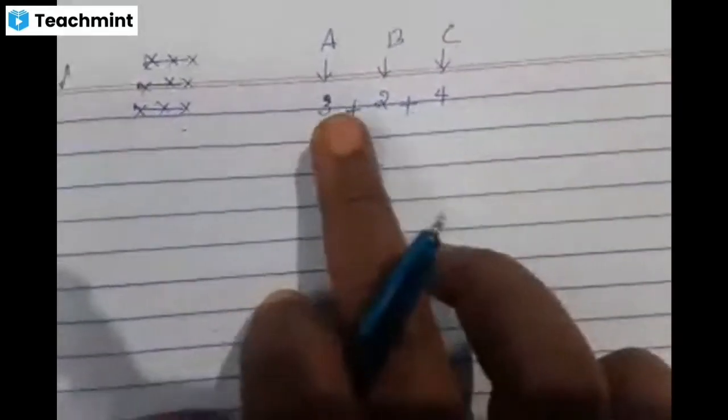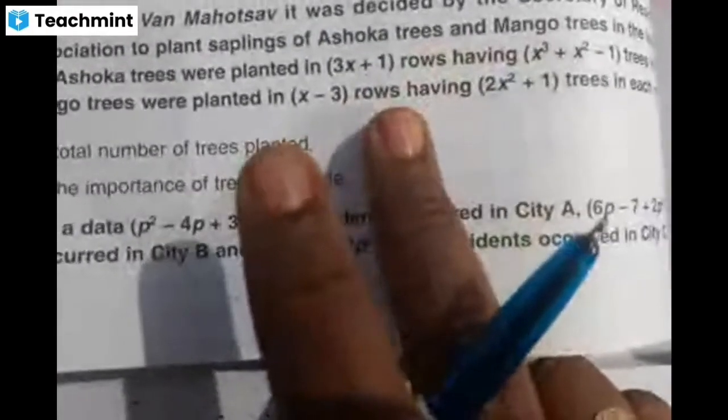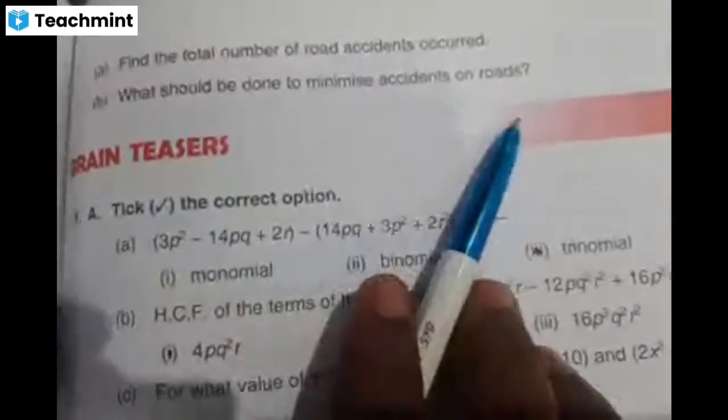Means all the cities here A, B, C, what you will do? Total means what we do? We are going to add 3 plus 2 plus 4, which is 9. Because there are numbers, you add them. Here we are having the algebraic expression. We know how to add the algebraic expressions. We have two methods: column method, horizontal method. You can use both the methods. I am using column method, children. And also we have to write what should be done to minimize accidents on road. We have to follow the traffic rules.